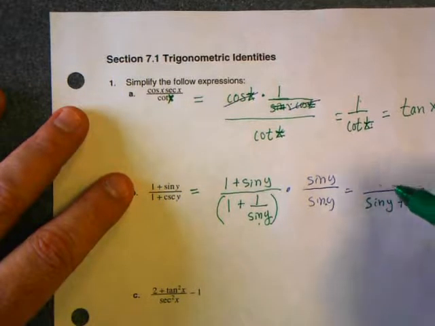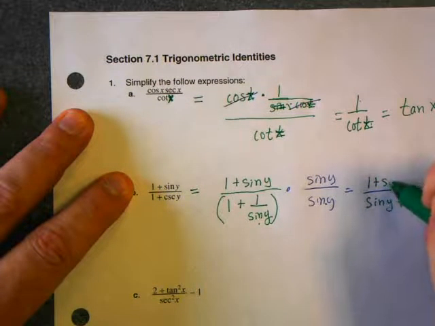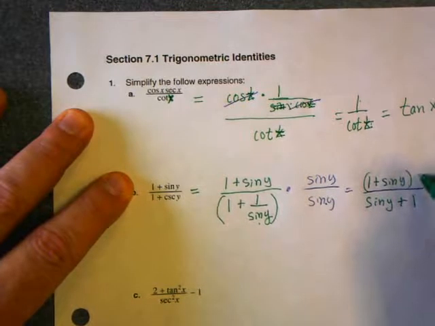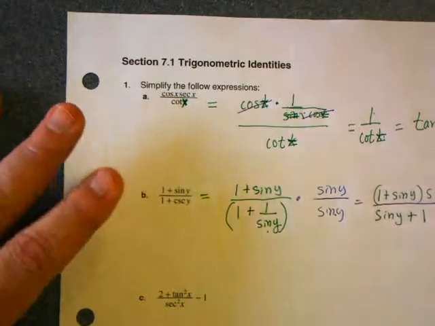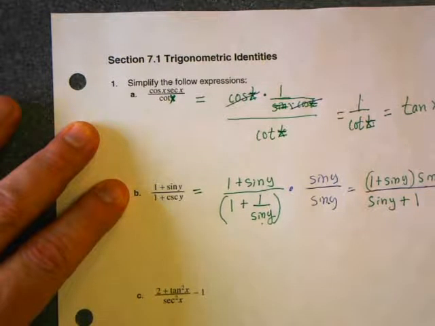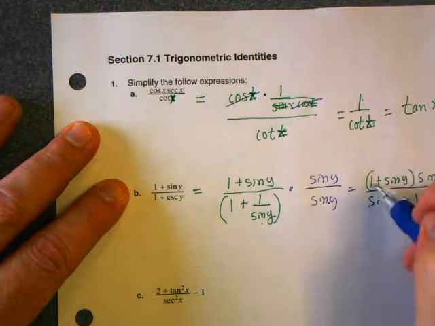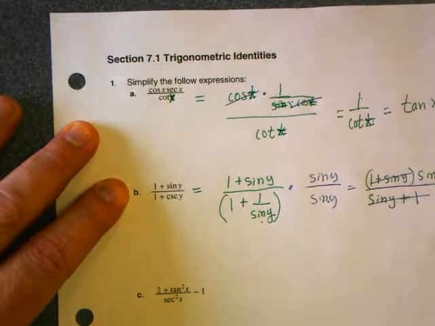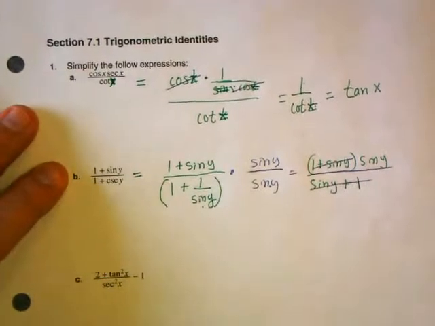All right, up on top, I don't think I'm going to multiply. I'm just going to leave it 1 plus sine y times sine y. And then I think a good thing happens. What's the good thing that happens? The 1 plus sines reduce. 1 plus sine and sine plus 1 are the same. And final answer?